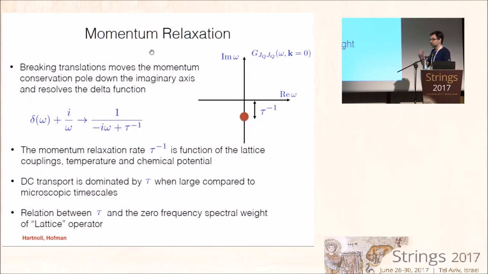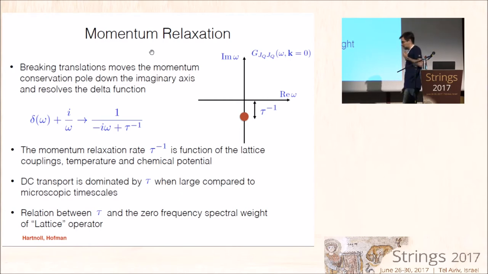So what is going to happen after you introduce a momentum-relaxing mechanism? If you think of perturbative lattice deformations, very, very tiny, small deformations, then this pole that appears in the transport coefficients is going to be resolved to a simple pole, right? So the delta function will be resolved to a simple pole. And this is essentially the physics that Drude described 100 years ago.